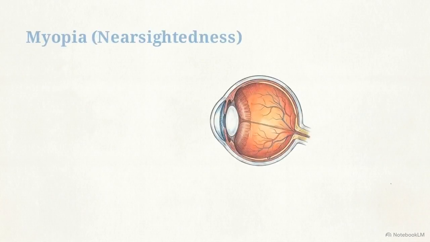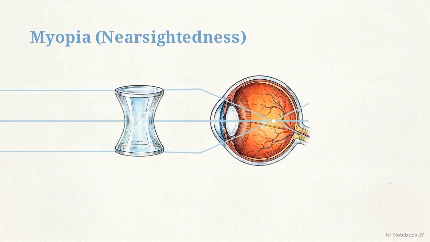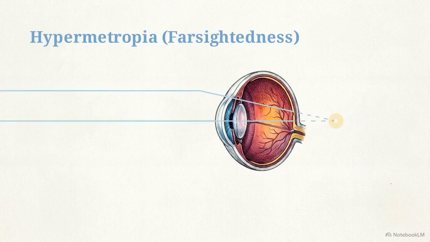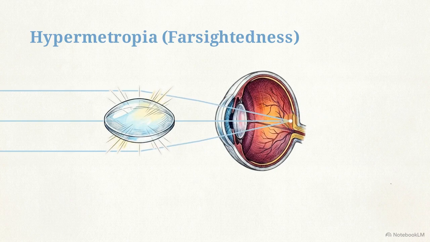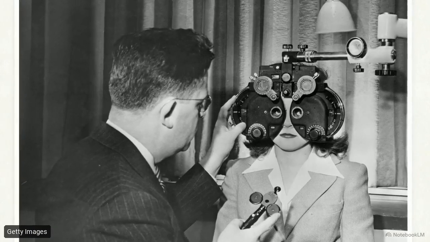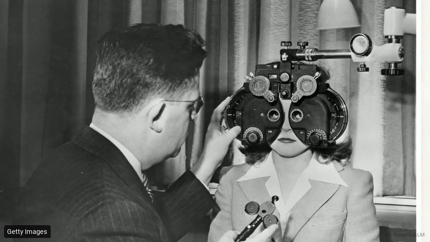A divergent concave lens corrects myopia by spreading incoming rays outward, shifting the internal focal point back onto the retina. For hypermetropia, a converging convex lens pre-bends light inward, pulling the focal point forward onto the retinal wall. Optical correction is a quantifiable equation. Using the formula power equals 100 divided by focal length, doctors can calculate the precise dioptric power needed. Clinicians map these geometric failures using specialized diagnostic optics to determine the exact correction.